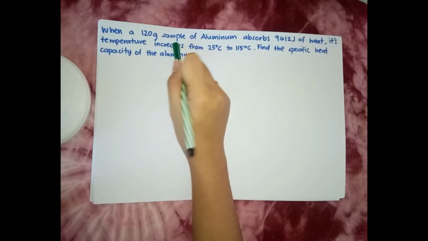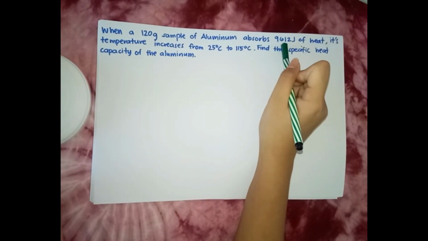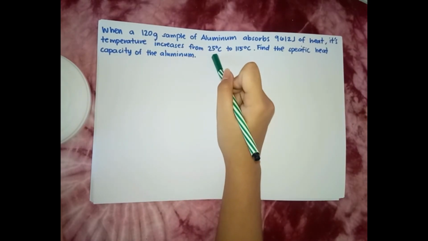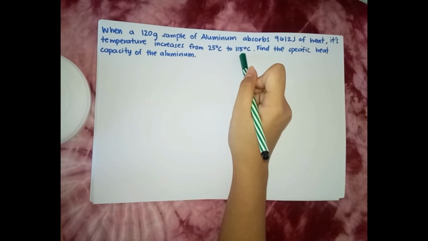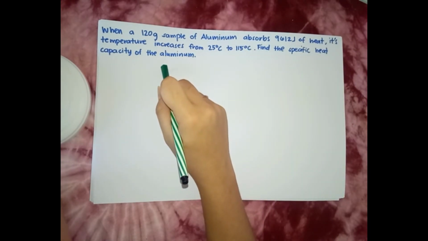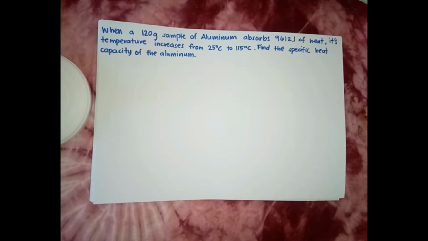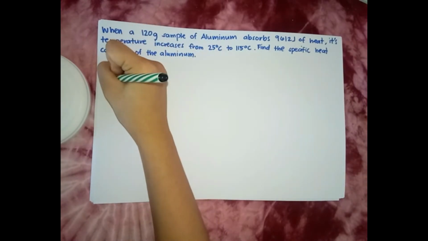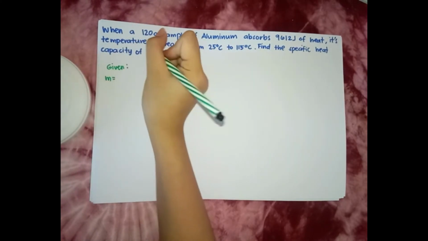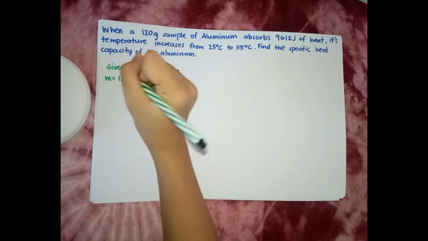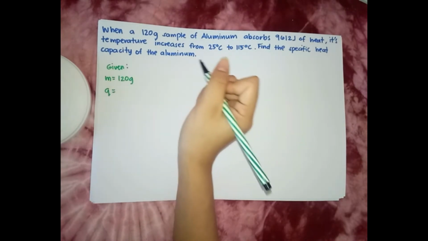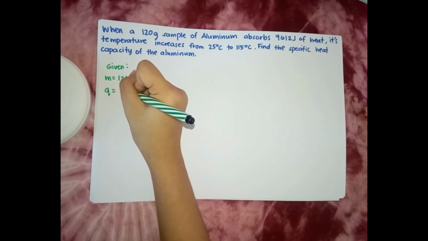When a 120 gram sample of aluminum absorbs 9,612 joules of heat, its temperature increases from 25 degrees Celsius to 115 degrees Celsius. Find the specific heat capacity of the aluminum. So we're going to write the given for this problem. Given is M equals 120 grams, and heat absorbed is 9,612 joules.